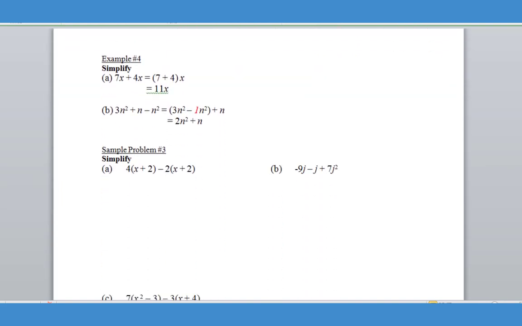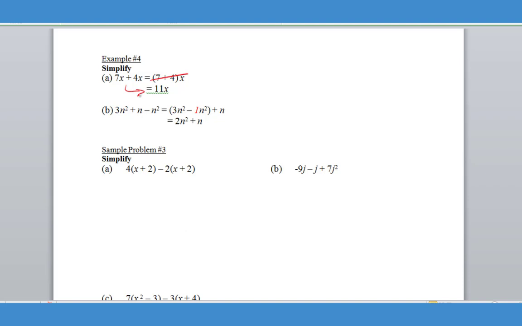So if we look at example number 4, we have a textbook way of looking at this, and the textbook way is they simply factored out the common x monomial and then added the two numbers together. This is not a necessary step. I'm not going to require you to do that. I think that you're aware enough that you can just simply add the 7x and the 4x and go straight into 11x. So if you want to take that route, that's preferable to you, that's the route you need to go.